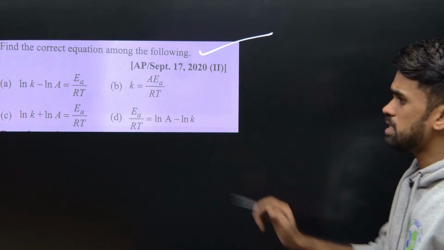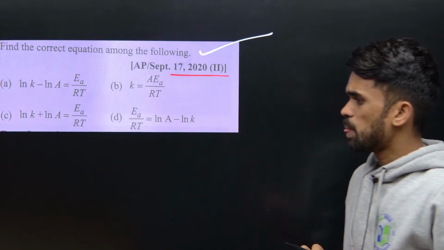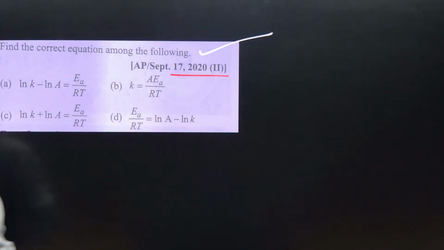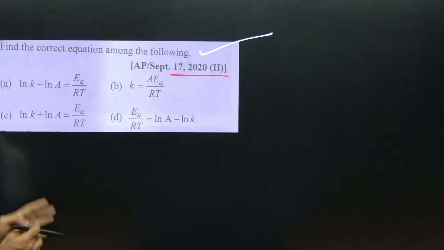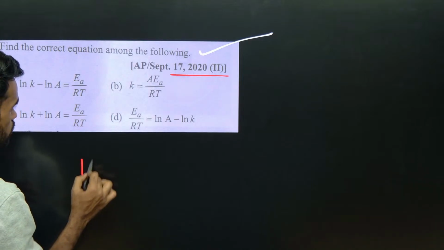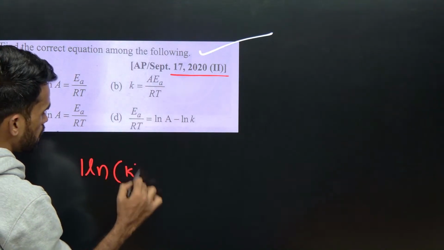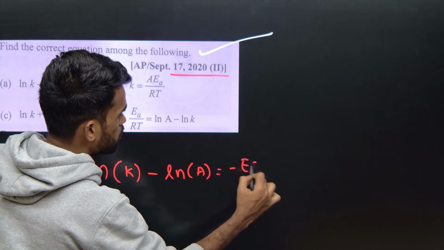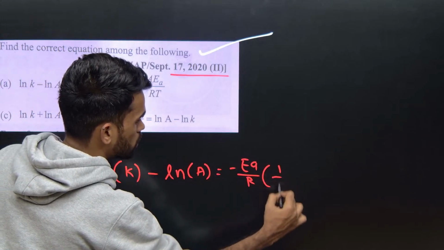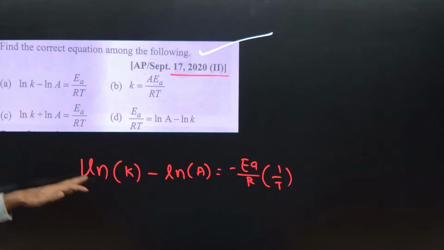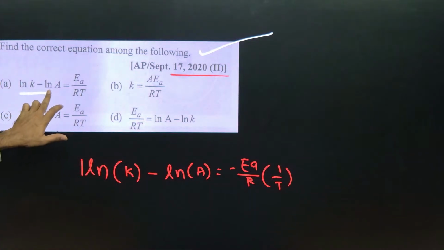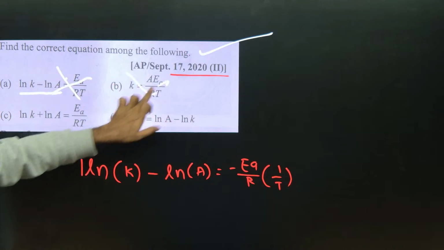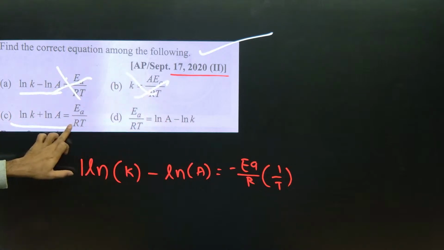Very easy now. This is an EAPCET question. Without any confusion you can easily answer this. Just tell me what your answer will be. Just now we got ln of K minus ln of A is equal to minus EA by R into 1 by T. So do we have any relation like ln of A minus ln of K? Here it should be minus, which is not mentioned, so this is wrong. This is also wrong.